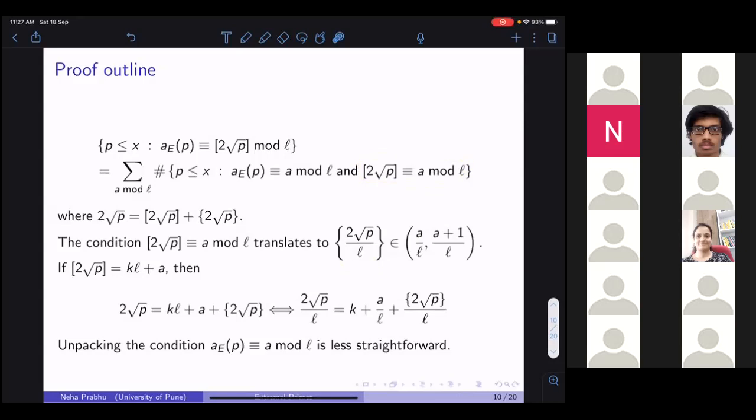How is this coming? Well, if we know that the integer part of 2 square root of p is kL plus a, then 2 root p itself should be that integer plus its fractional part, and then you divide by L to get an integer plus a fractional part. And so that has to lie between a over L and a plus 1 over L. Okay, so that's fairly straightforward. But unpacking the condition a_b(p) congruent to a mod L is less straightforward.